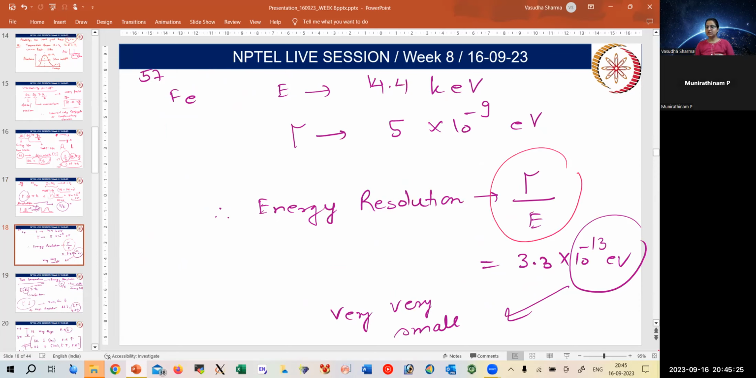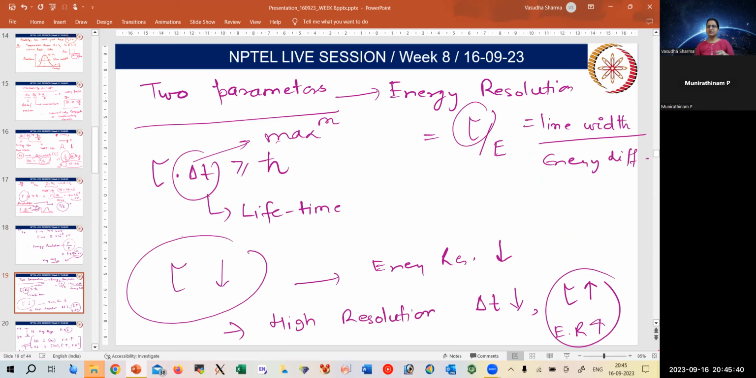And we saw that in the case of Mössbauer spectroscopy, the resolution comes out to be very small, like 10 to the power minus 13 electron volt. So whatever changes happen, we won't be able to see them because the resolution is very small. So to increase the resolution, we have to increase the line width, which is only possible when delta T, that half-life, is less, and we have to lower the energy. That will give you a proper and good resolution.